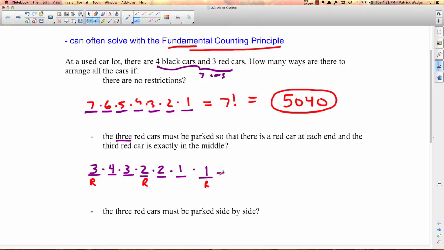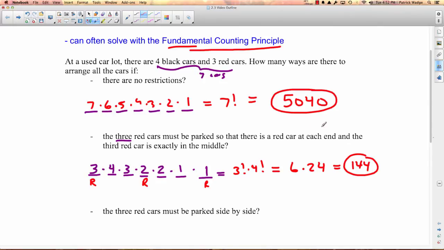How could we write this in factorial notation? You could say, to place the 3 red cars, it's 3 factorial. And to place the 4 black cars, it's 4 factorial, and the fundamental counting principle tells us that we're going to multiply those 2 things together. So 3 factorial, 3 times 2 times 1 is 6, and 4 factorial is 4 times 3 times 2 times 1 is 24, and if you multiply those, you get 144. Wow, remember we had 5,040 ways to arrange the cars, but if we restrict it in this way, we're down to only 144 ways to arrange the cars.